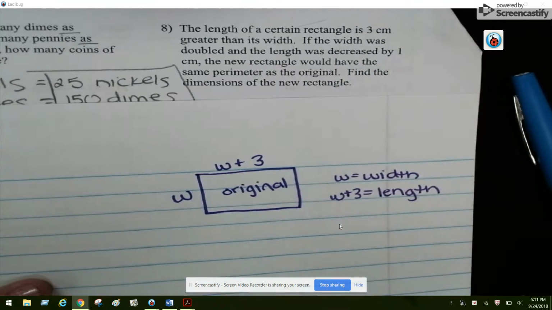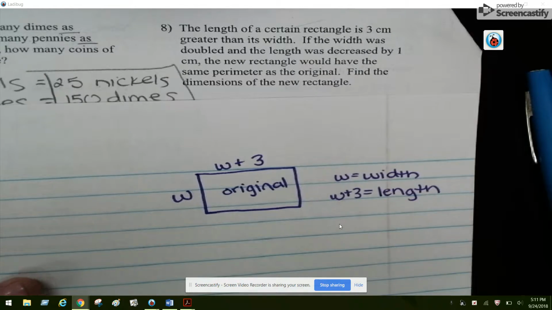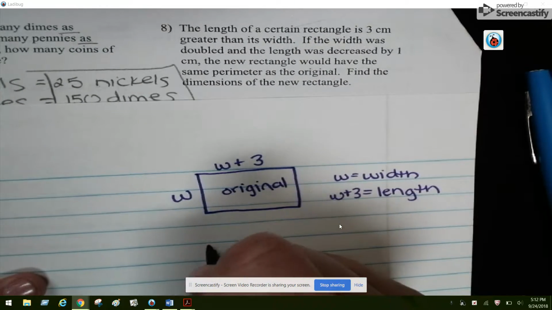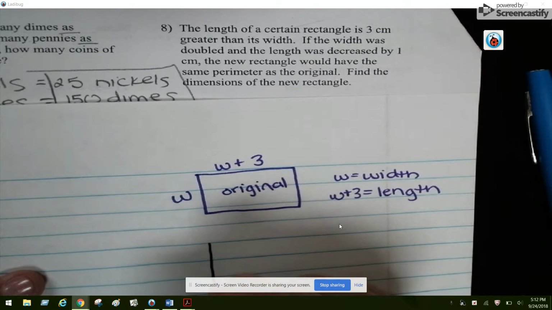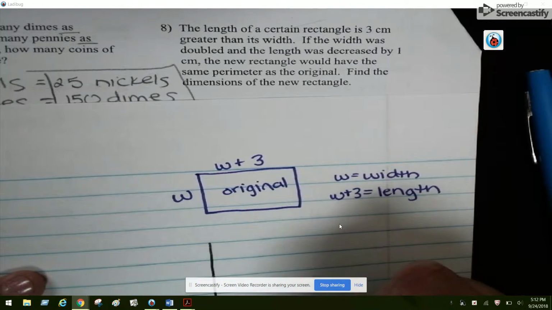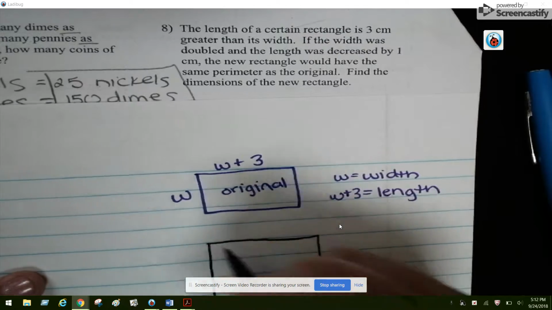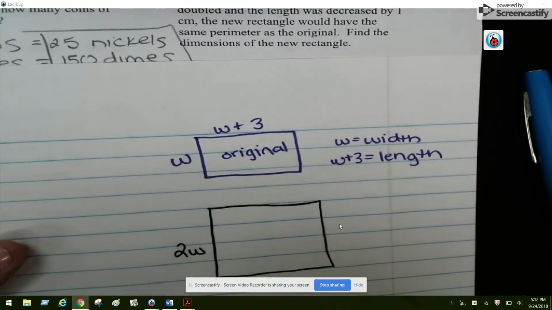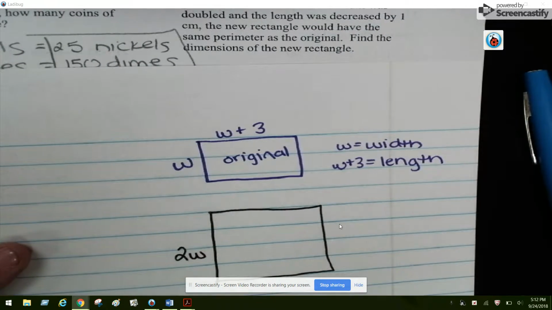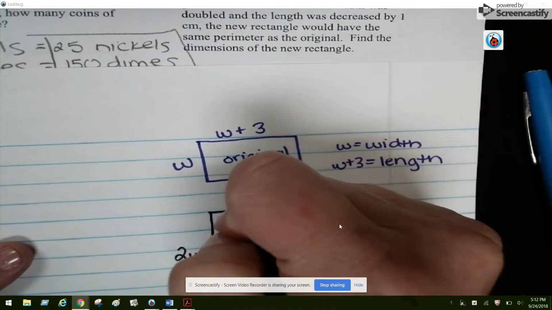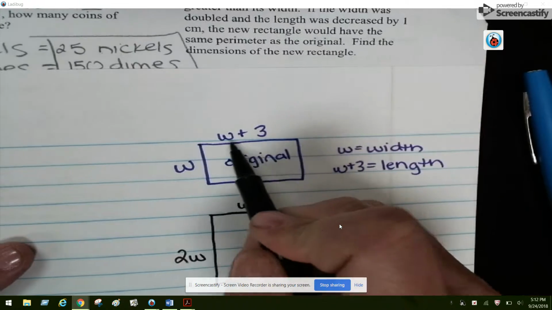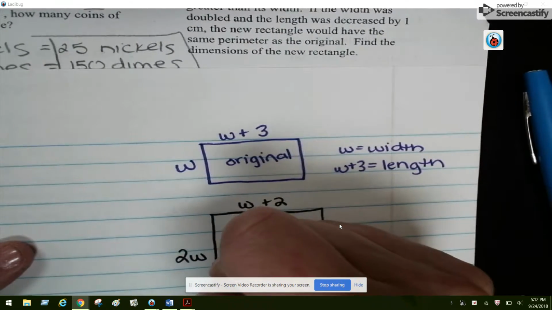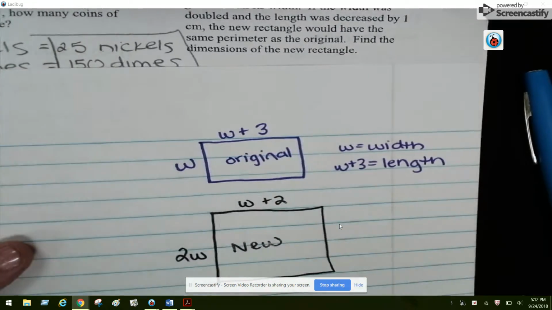Okay, and then from here, they tell me that I get a new rectangle where the width is doubled. So I'm going to draw this out a little bit longer, something more like this. So this will be 2W if it was doubled. And then the length was decreased by 1. So not drawn to scale, but if I decrease W plus 3 by 1, it'll be W plus 2. Okay, so this is my new rectangle.